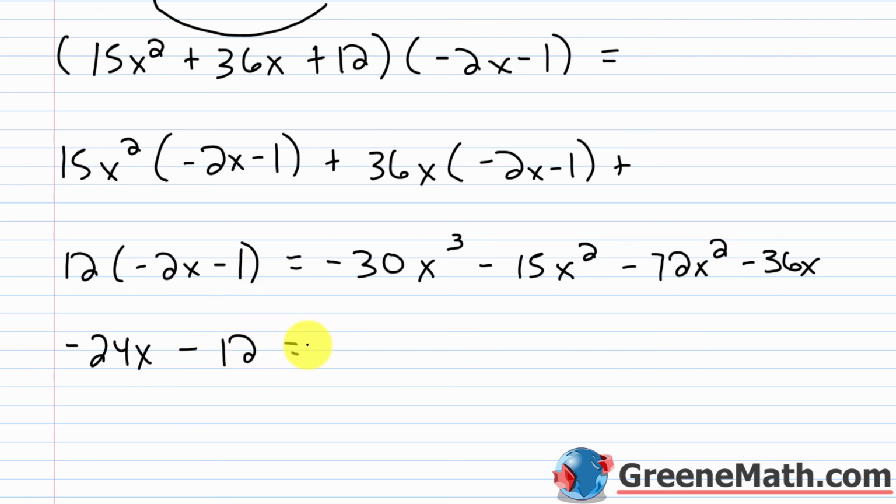So combine like terms here. I have negative 30x cubed. I have negative 15x squared and negative 72x squared, which gives me negative 87x squared. And then I have negative 36x minus 24x, which is negative 60x. And lastly, minus 12. So we end up with negative 30x cubed minus 87x squared minus 60x minus 12.